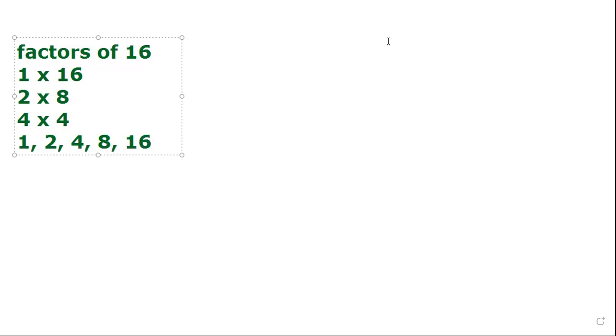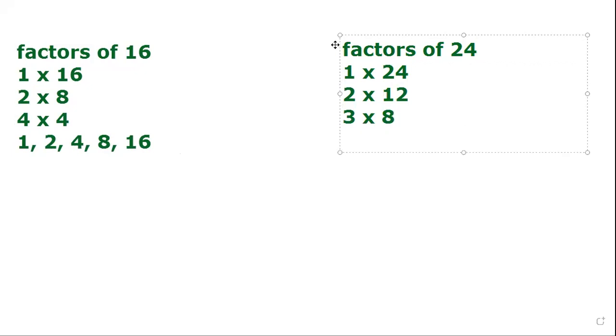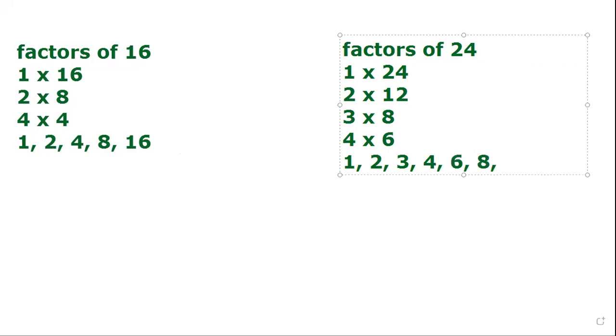Now let's do the factors of 24, right? So the factors of 24 are 1 times 24, 2 times 12, 3 times 8, and 4 times 6. So what are the factors of 24? 1, 2, 3, 4, 6, 8, 12, and 24.